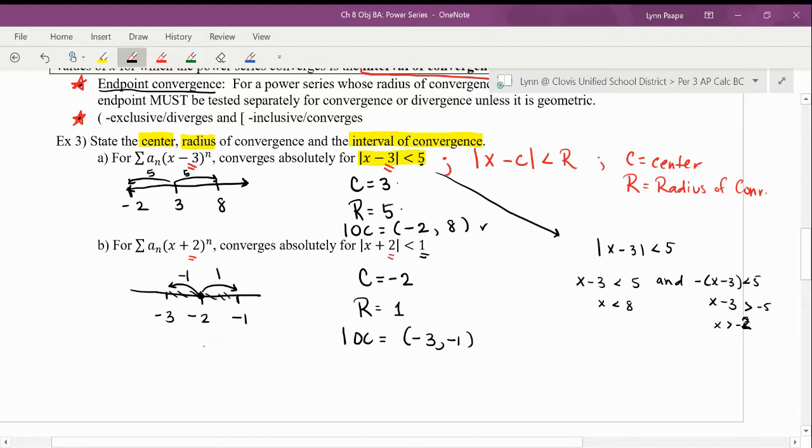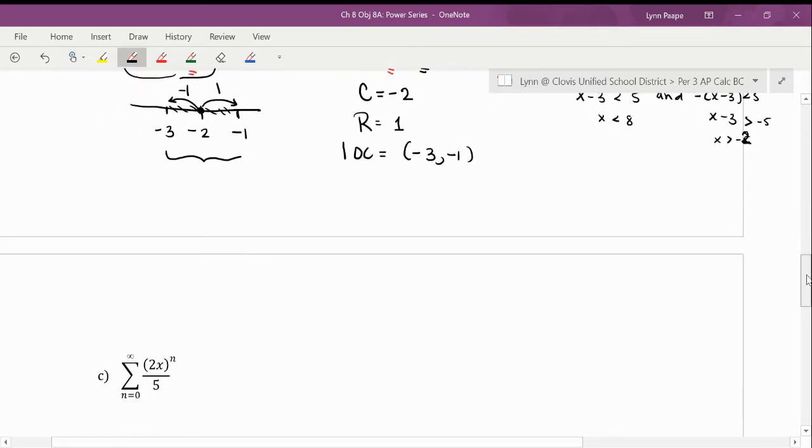Meaning if I choose any number between -3 and -1 and replace this x here, then this would turn into a series that we know from 8.2 through 8.6 would converge. So if I look at A, I have the interval of convergence is -2 to 8. So if I choose any value between -2 and 8 and substitute it into that series there, it would turn into a series that I know converges from 8.2 through 8.6. Okay? All right. And let's take a look here.